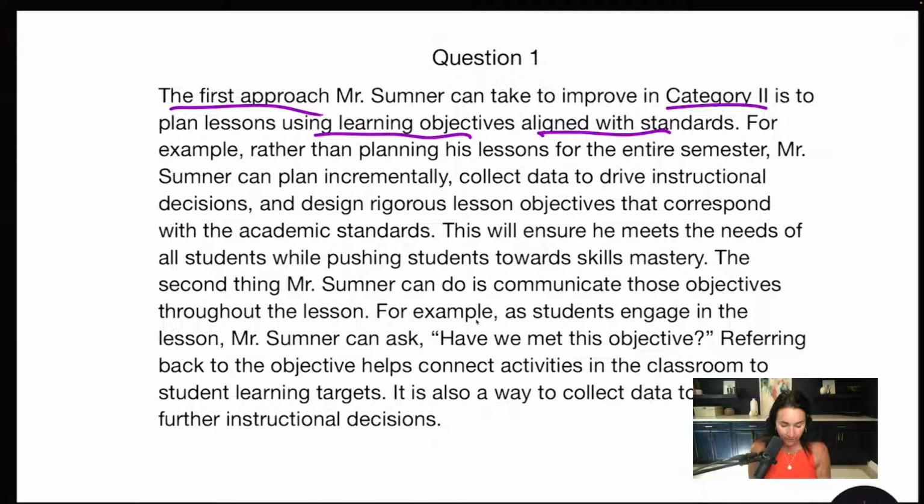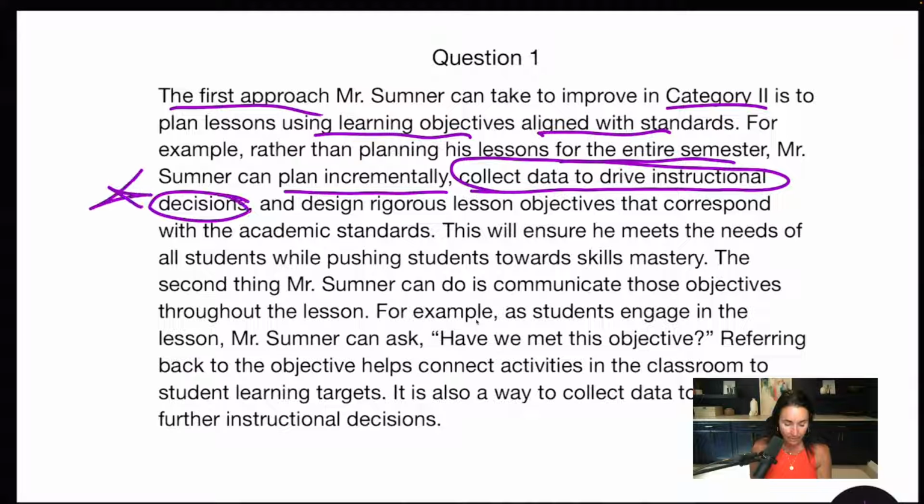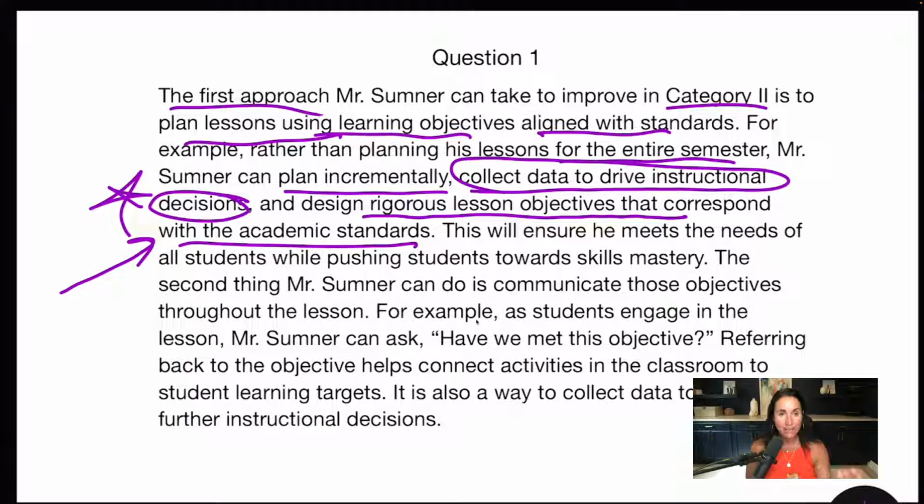For example, rather than planning his lessons for the entire semester, that is in the narrative at the top, Mr. Sumner can plan incrementally, collect data to drive instructional decisions. Good words again, and design rigorous lesson objectives that correspond with academic standards. Good word, good word, good word all throughout. And it's a specific example. I say plan lessons using learning objectives. Then I get more in depth. I get specific. You've got to use some specific details.